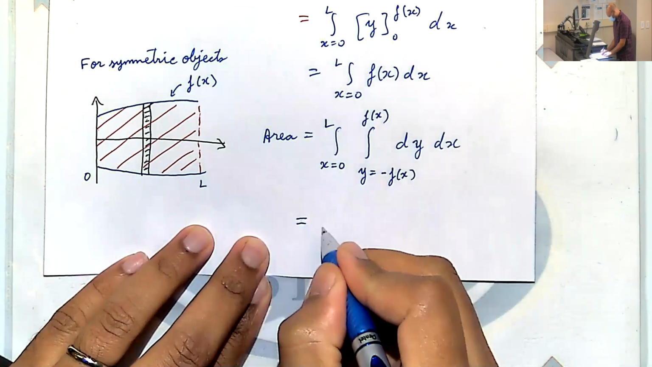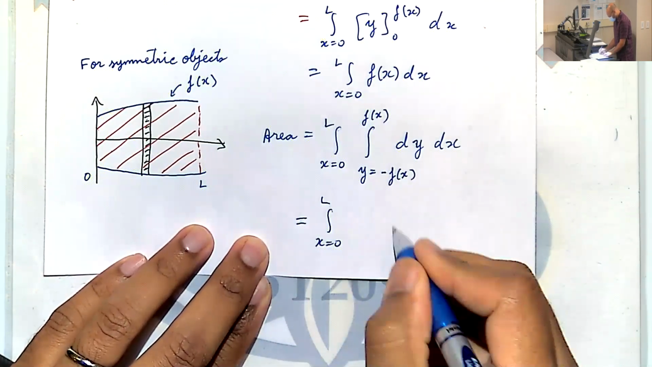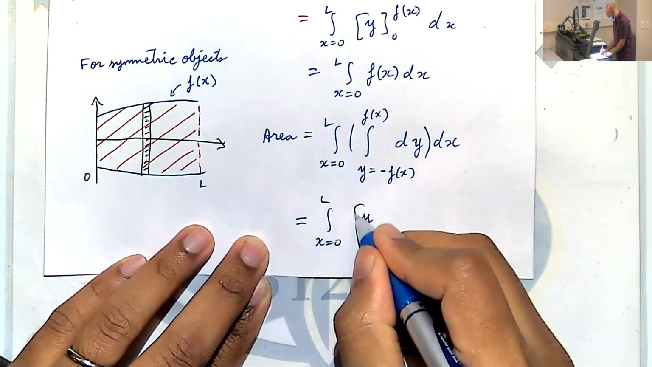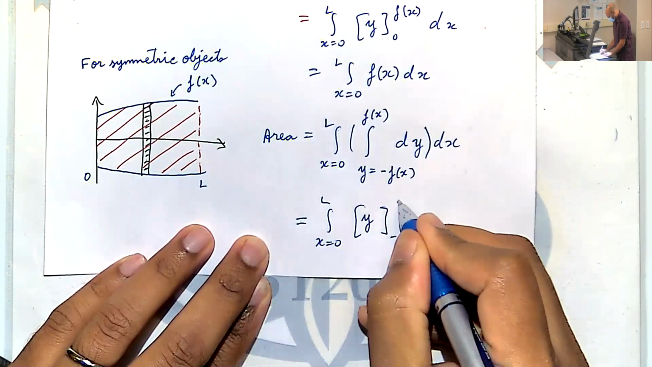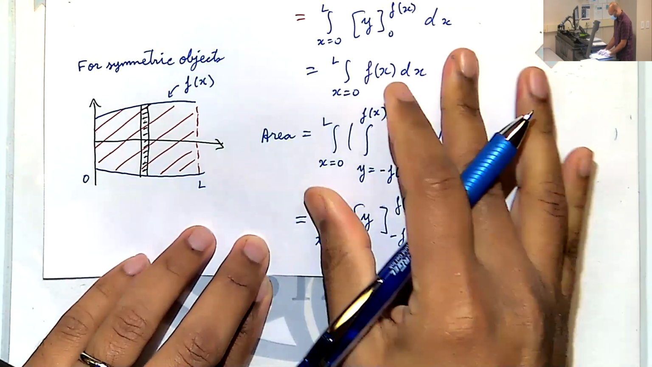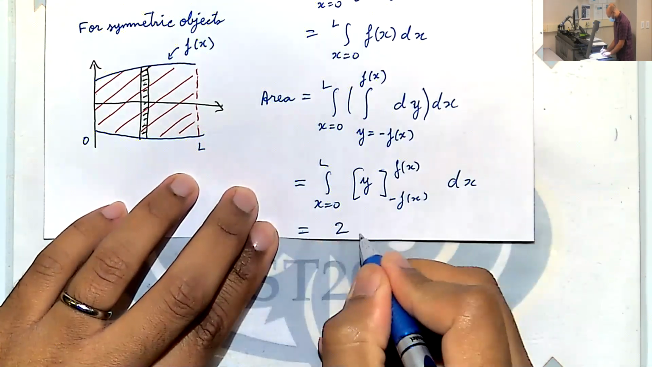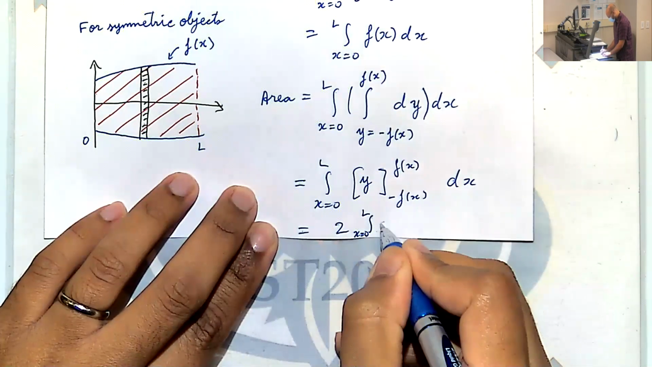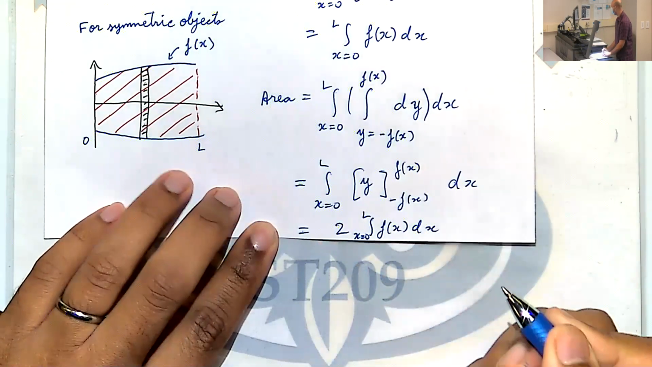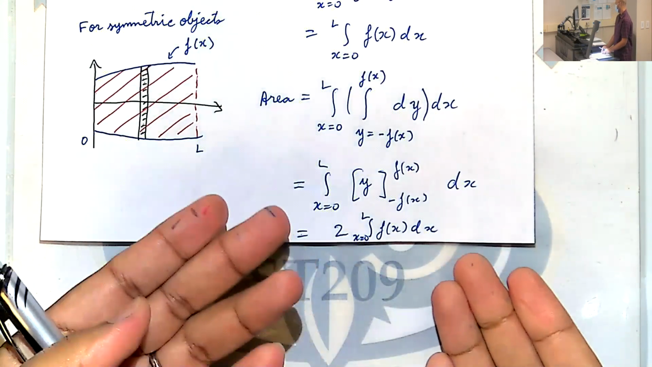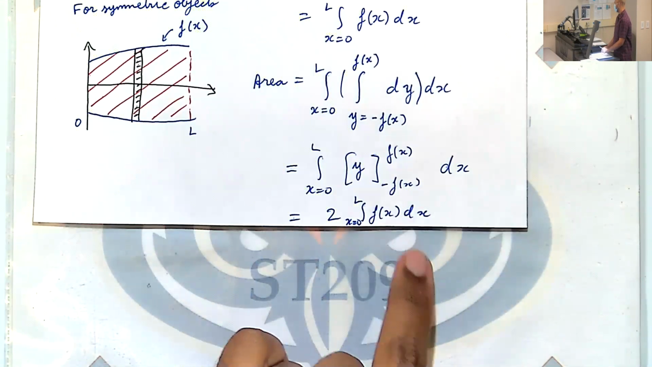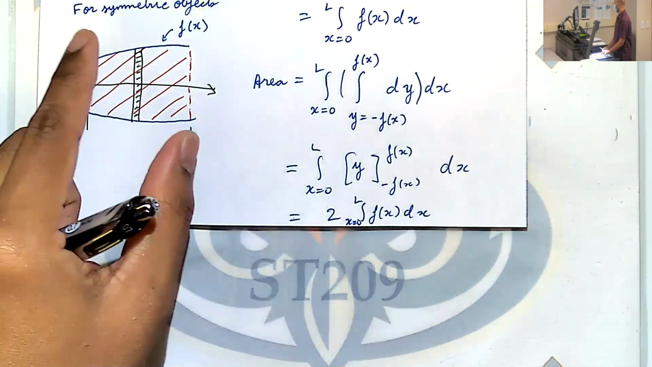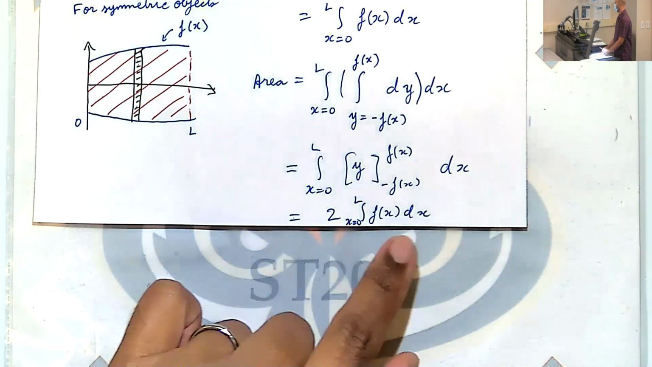Okay, and when you do this, you have f goes 0 to L. Again, we integrate the y term first. So we get y minus f of x to f of x dx. So you get 2 times integral from x equals 0 to L of f of x dx. Which again should make sense intuitively. This integral just represents the area of the top part, and since it's symmetric, the area of the full thing will just be 2 times that.